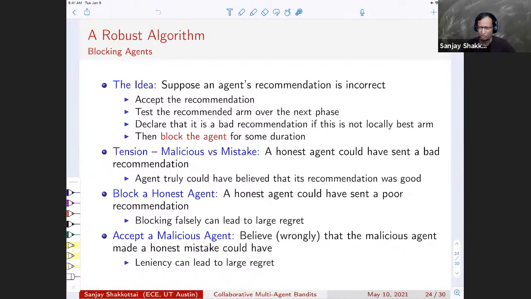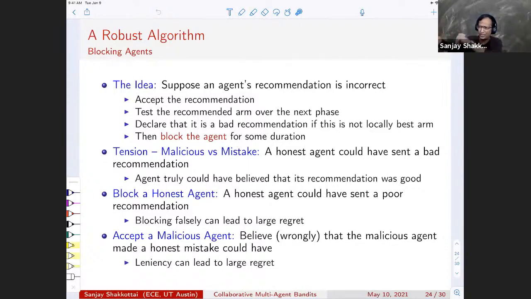So let's talk through a blocking idea. An idea to deal with this would be the following. I, as an agent, suppose I'm aware that there are people who could lie to me, I just don't know who or when. I'll accept the recommendation in good faith, and just as before, replace my worst performing arm with this new arm, and then test this recommended arm over the next phase of communication. So I'll put it into my pool and test it. I will create my own certificate essentially. And now when I test it, if it's not the best arm among my set, then I'll call it a bad recommendation.